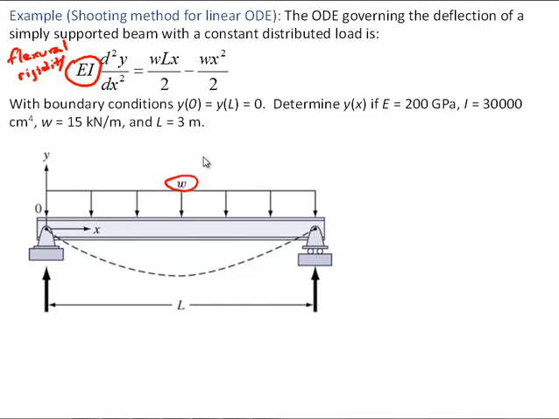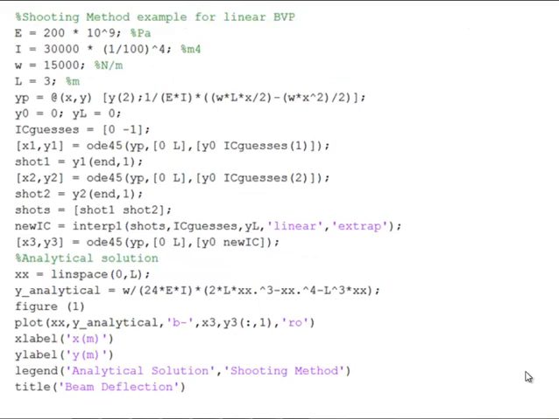The boundary conditions are y at 0 and y at L are both equal to 0, because the beam is pinned to these supports at x equals 0 and x equals L. What we want to do is determine y of x, given these values for the constants. So let's look at the MATLAB code to implement the shooting method to solve this problem.